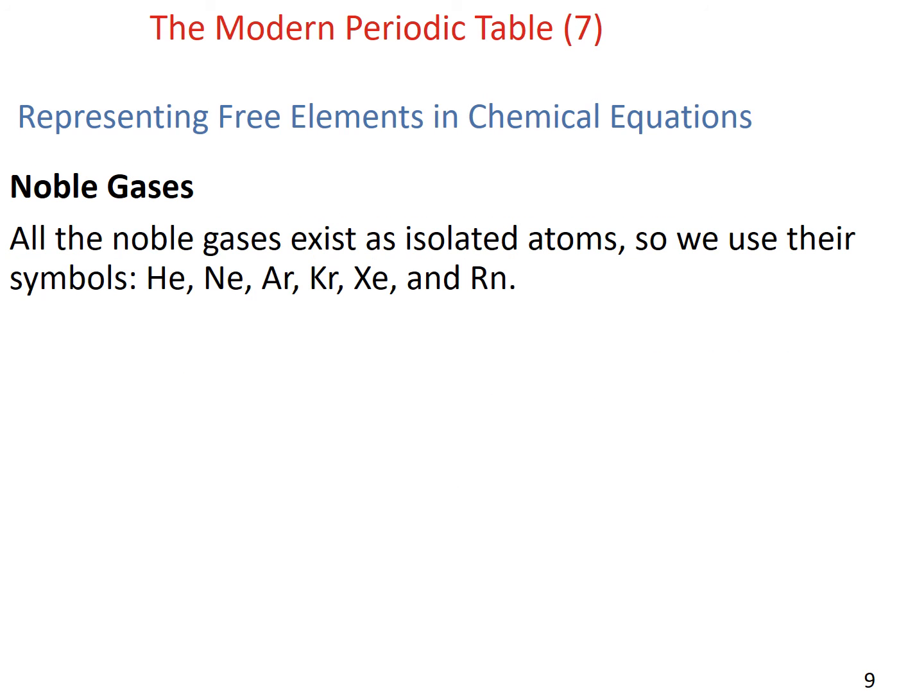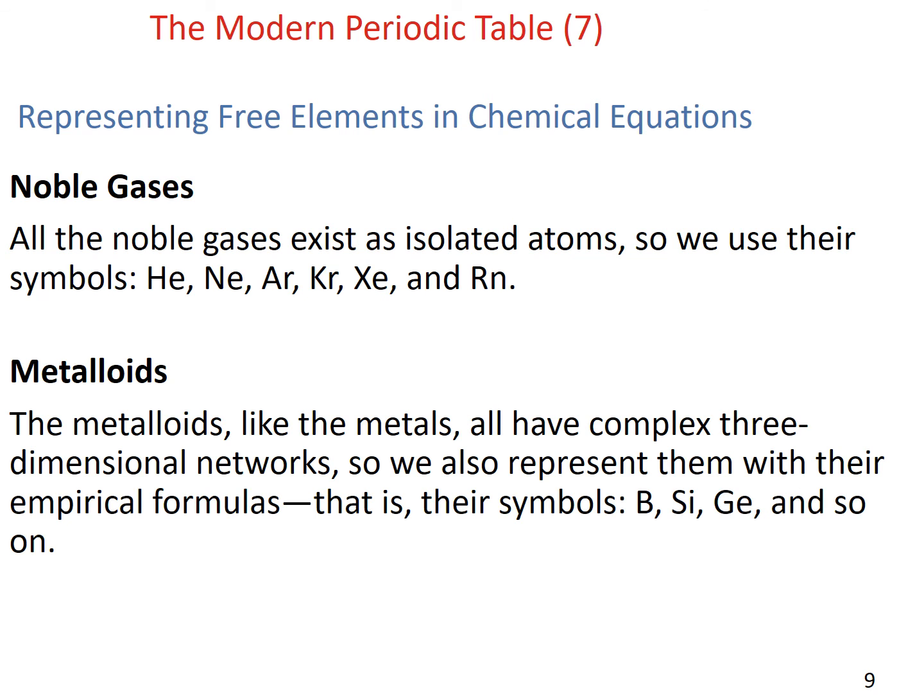Noble gases also exist as isolated atoms. So we treat these similarly to how we would represent metals, for example. Of course, they're a different state, these are going to be gases, but we'll just write out their chemical symbols. Metalloids also are like metals, so we just represent them also as their chemical symbols.